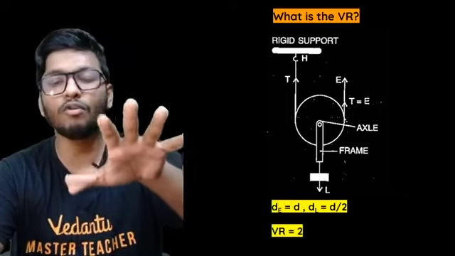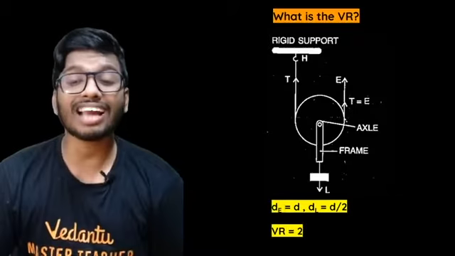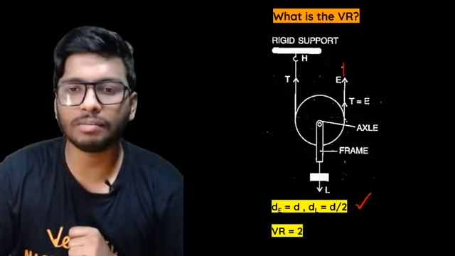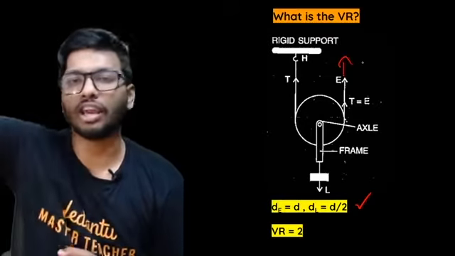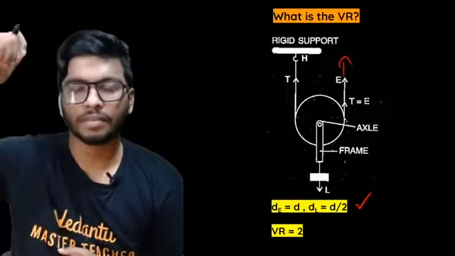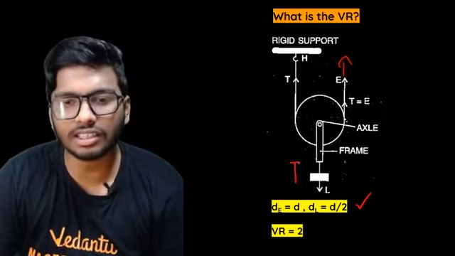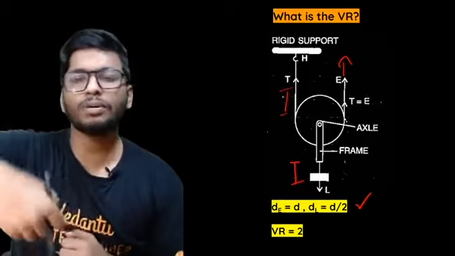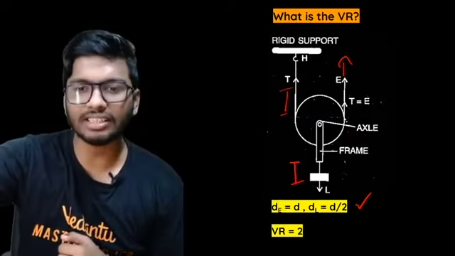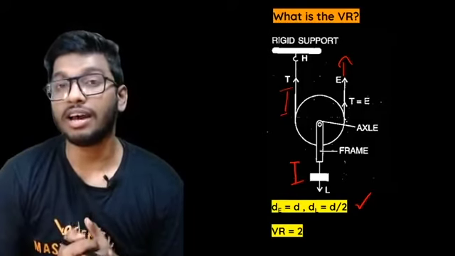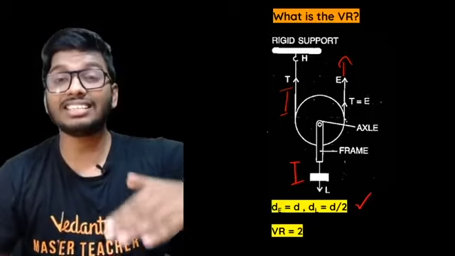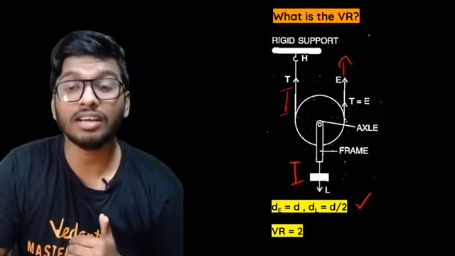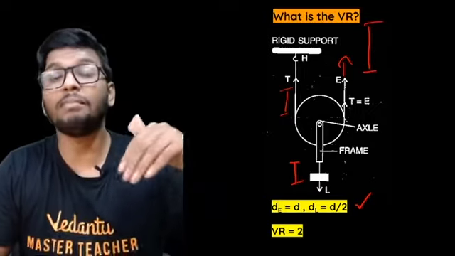the distance moved by the load would actually be d by 2. Why d by 2, you may ask. Here's the thing, guys. When you put some effort over here, what happens? The pulley also comes up, the load also comes up. So the load also gets displaced to a certain distance, and the rope also gets displaced to a certain distance because the rope is also getting pulled up. The load is also getting displaced. So because of this, the displacement of the load will be d by 2. Whatever is the displacement of the effort, it will be half of that.